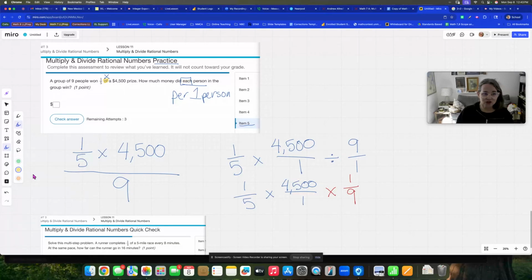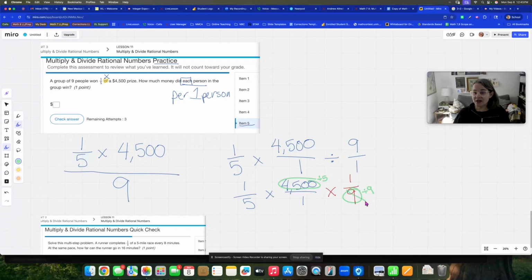I could cross-cancel the 5 and the 4,500, or I could cross-cancel the 9 and the 4,500. And that's what I'm going to do because I want to get rid of that 9. It's the bigger number, and I'll make my life easier if I get rid of the 9 versus the 5. 5s are kind of friendly, if you ask me. I don't mind them hanging around in my denominator.